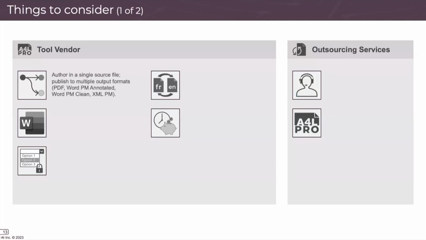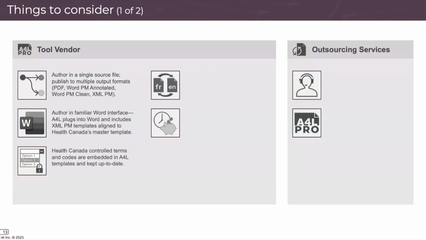Our application A4L is a plugin for Word that allows you to maintain one master document and generate multiple document formats from it, whether it's Word, PDF, and XML. And since it's a plugin for Microsoft Word, you're working in a very familiar interface. You author your XML PMs in the same way that you author your Word product monographs right now, and A4L takes care of the XML aspect behind the scenes.